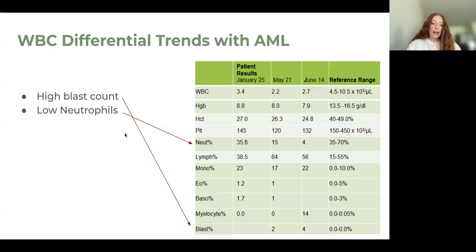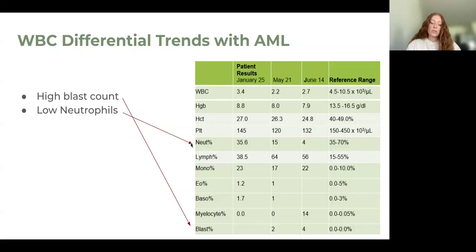You will have a high blast count. So they're going to look at your blast count in your blood. This is a good example of what it looks like over time. They started testing it around May 21st. It was a 2%. And then June 14th, it's a 4%. So it's going up. And the normal percentage is 0%. Like I said, blasts do not belong in the blood. They belong in the bone marrow and at low percents in the bone marrow.